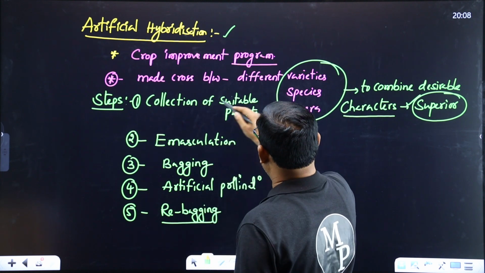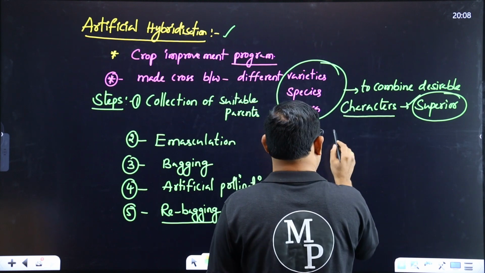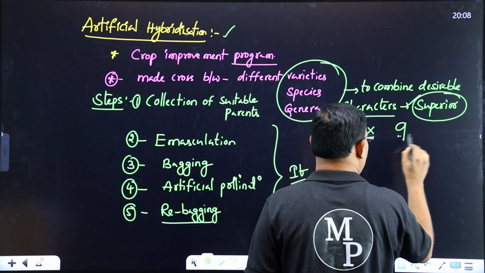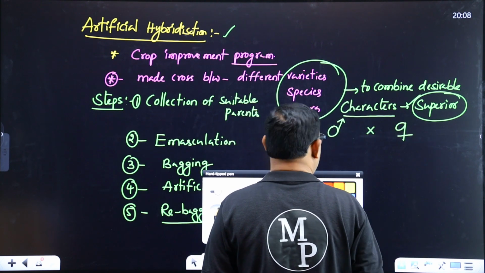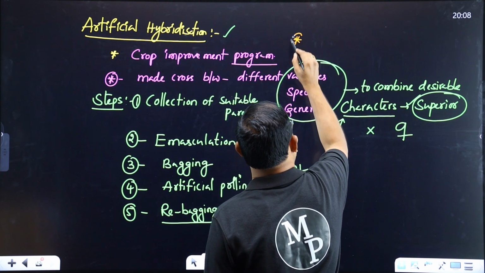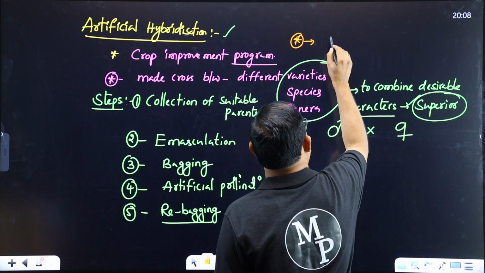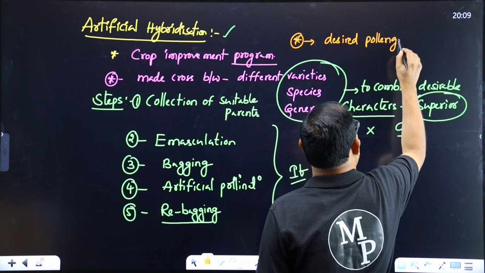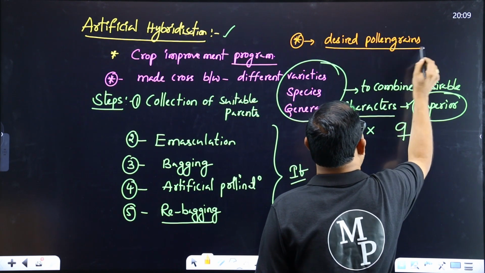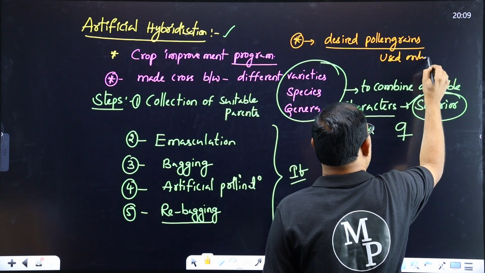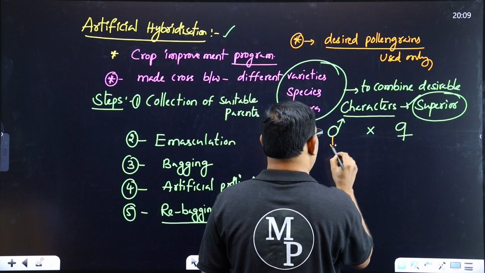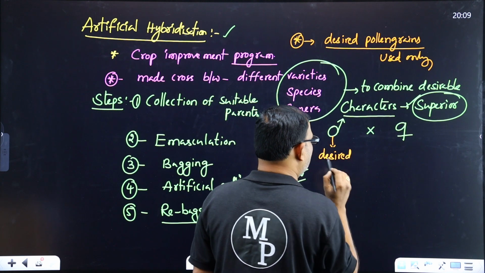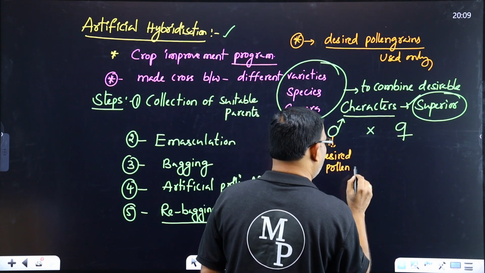Collection of suitable parents means one male and another female. The very important thing in artificial hybridization is that only desired pollen grains are used. Where do the desired pollen grains come from? From the male plant. So from this you choose the desired pollen grains.